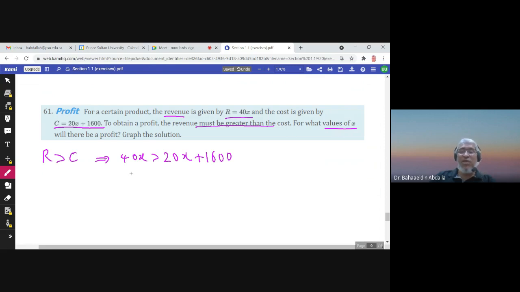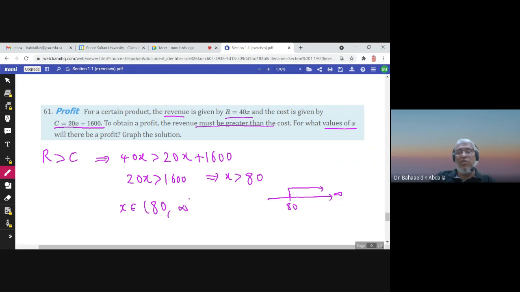Bring 20x to the other side. 40 minus 20 would be 20. And now x would be 1600 over 20. And that's just 80. So x should be greater than 80. The number of units should be greater than 80. After 80, they will make profits. The solution, if this is 80, this is the graph of the solution. And you can write it in interval notation if you like, from 80 to infinity.